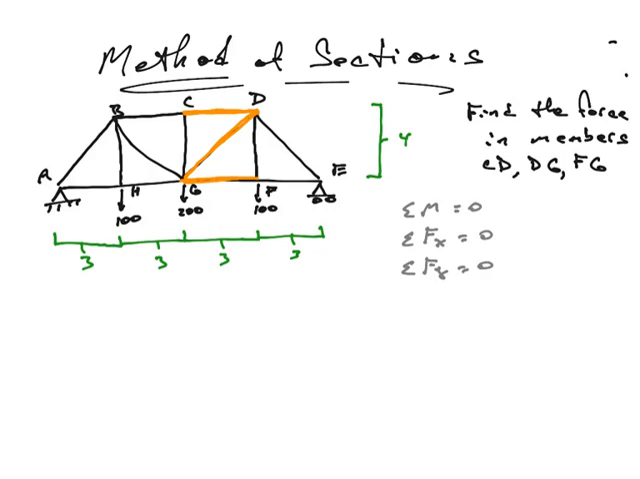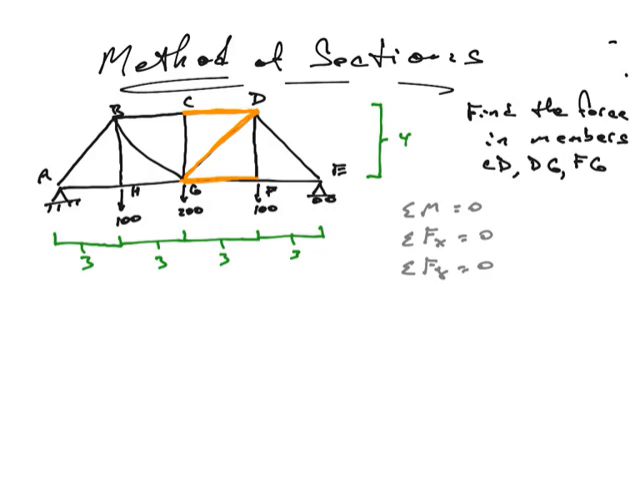So if you're given a problem on a test, a quiz, or homework, and it's asking you for 3 particular members, that's telling you right up front, use the method of sections. If instead we're looking to just analyze a truss, we want to know how much force is running through all the members, then we have to rely on the method of joints. But for the method of sections, we can find out 3 particular unknowns.